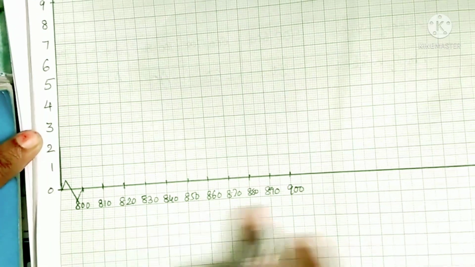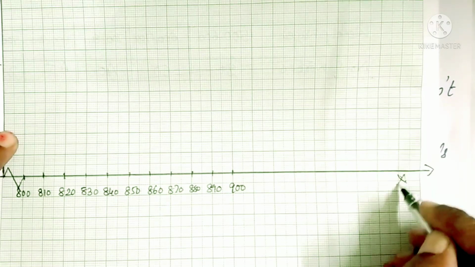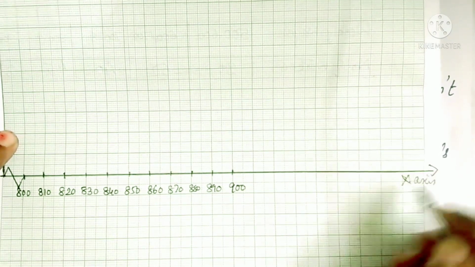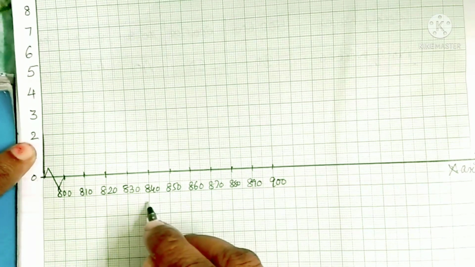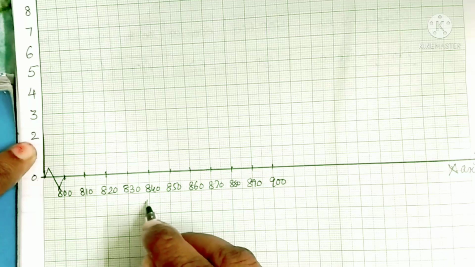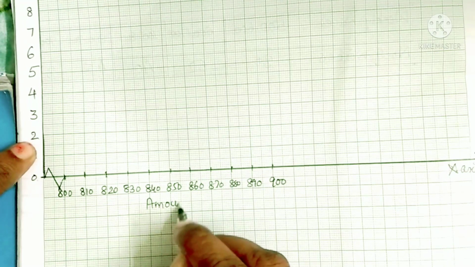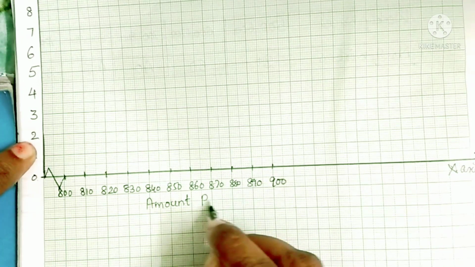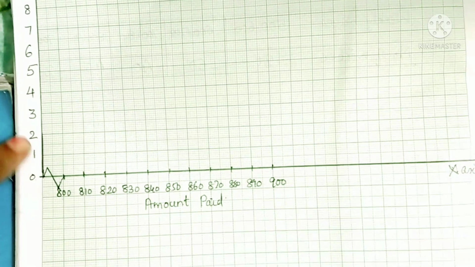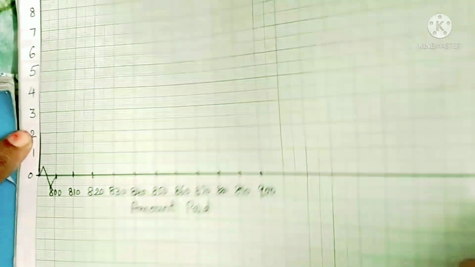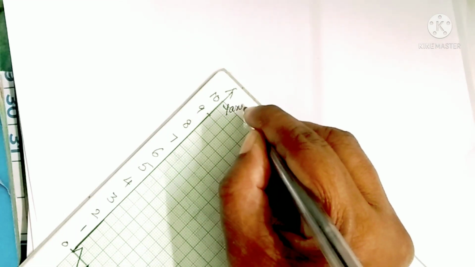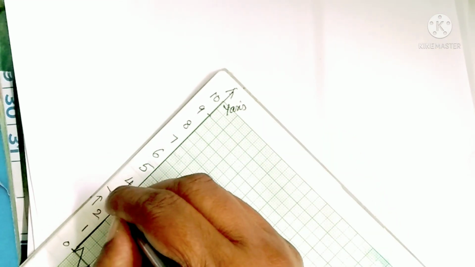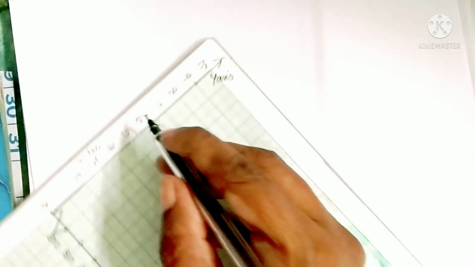Okay. So that is your x axis. So mark here x axis. What are we showing here? X axis is the rupees or the salary. So it is rupees, or amount paid. And on y axis, what are we showing? The number of people. Okay. So here we can put an arrow mark and write y axis, and it is number of people.